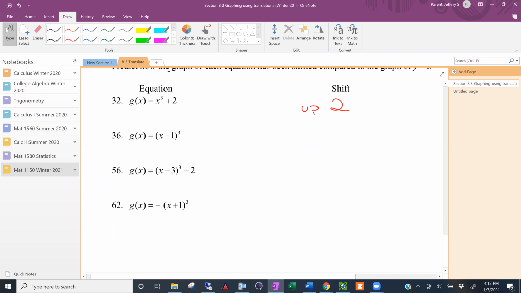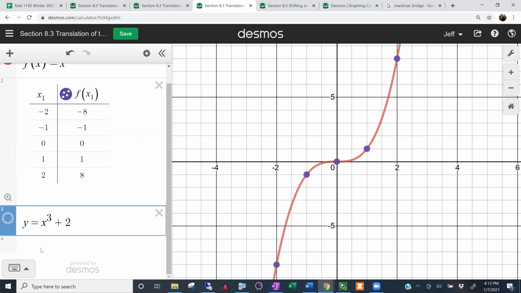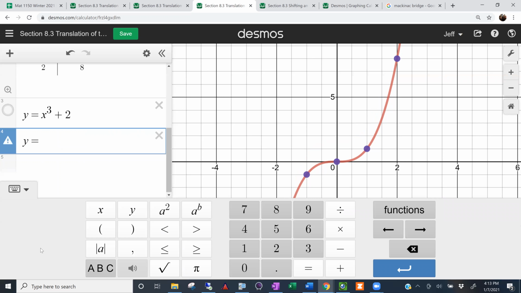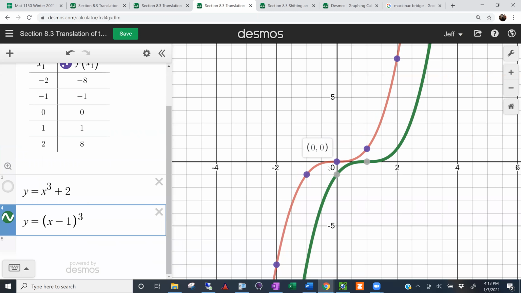How about predictions for problem number 36 here? How's that one going to get shifted? Get your bets in. All right. Y equals parenthesis x minus 1 raised to the 3rd power. That one got shifted to the right by 1. How can you tell? What you can do is you can look for similar points. Here's a point at 0, 0. On our new graph, that point is at 1, 0. So it got shifted exactly 1 spot to the right. Nice.